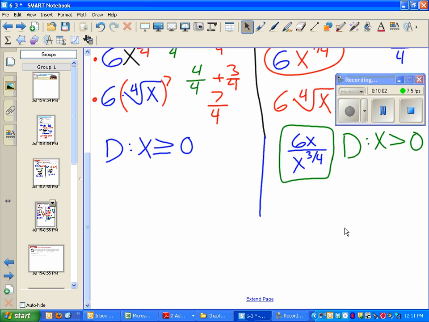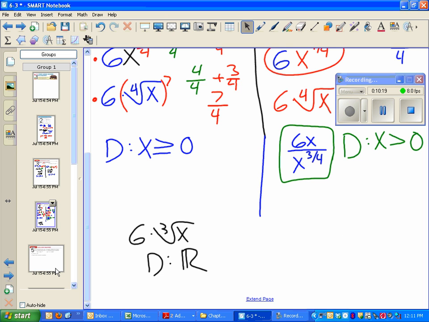Just really quick though, if we had 6 times the cube root of x, our domain would be all real numbers because a cube root can have a negative under the radical as well as a positive.